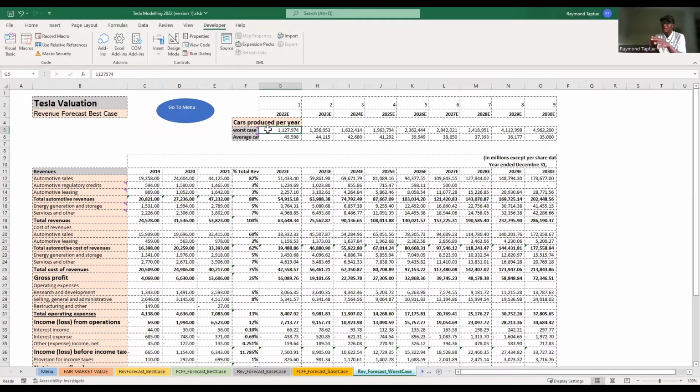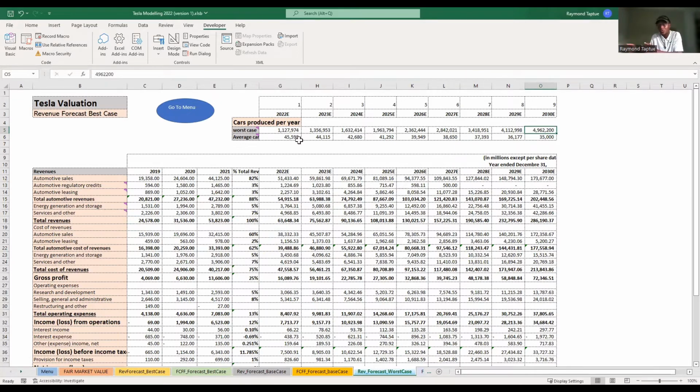And under the worst case scenario, I used the International Energy Agency reports about the battery electric vehicle market. And I made the assumption that around 2030, we have about 105 million cars produced, right? And that Tesla has about 4% market share. It means that Tesla will produce about 4,962,000 cars, okay?